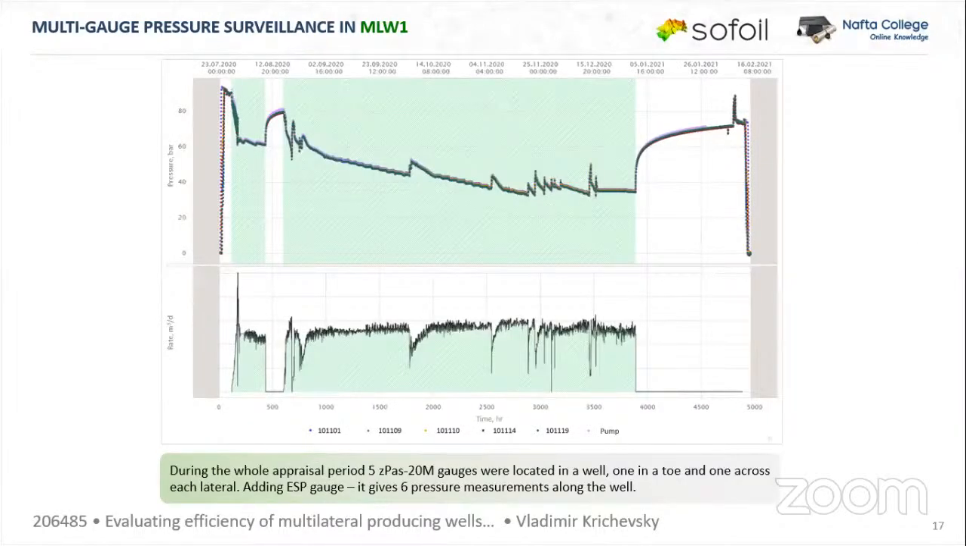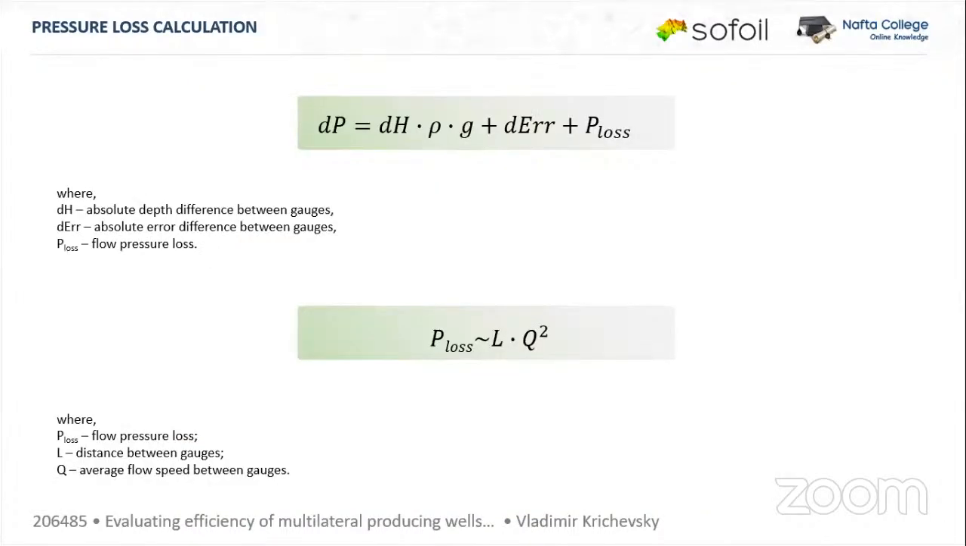So after the end of the test and the extraction of the completion, the data from the sensors were read and analyzed in the Polygon software. A bit about pressure loss calculation. It is known that the difference in readings between sensors is the sum of 3 values: difference in absolute depth of sensors, difference in absolute error of sensor readings, and friction pressure loss due to fluid flow.